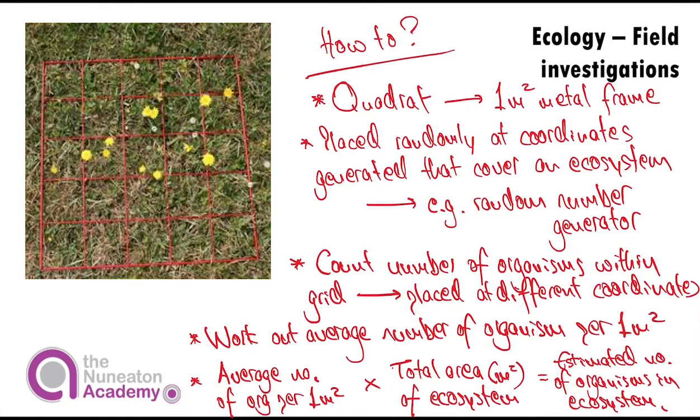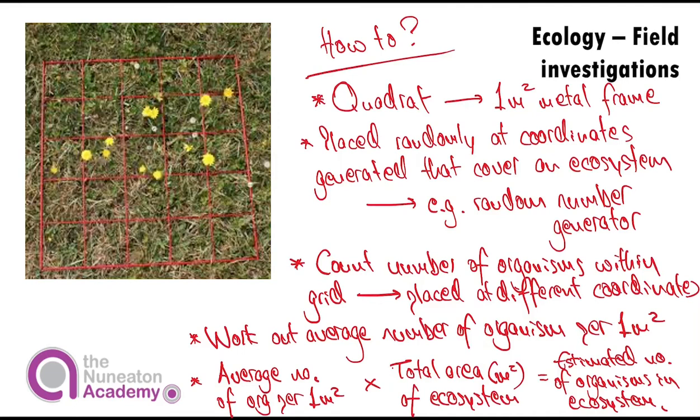Once you've got that average number of organisms that you're trying to sample per quadrat, the way in which you then take that number and use it to estimate the number of organisms within an ecosystem is you simply take that number and you multiply it by the total area in meters squared of the ecosystem, which will give you an estimated number of organisms that are contained within it.